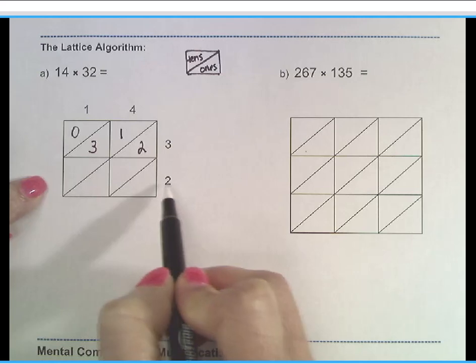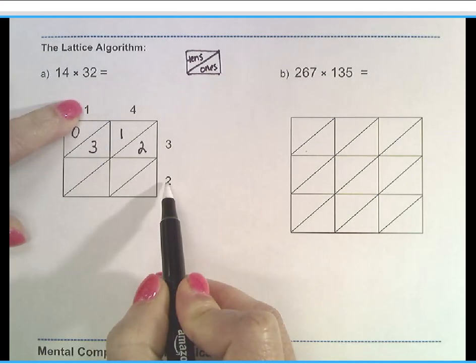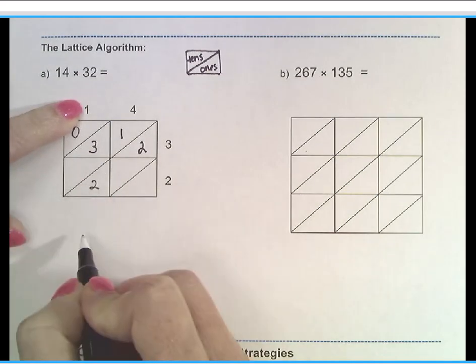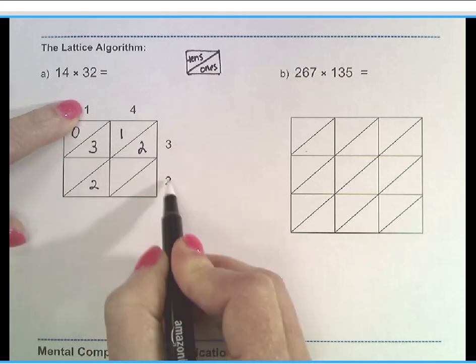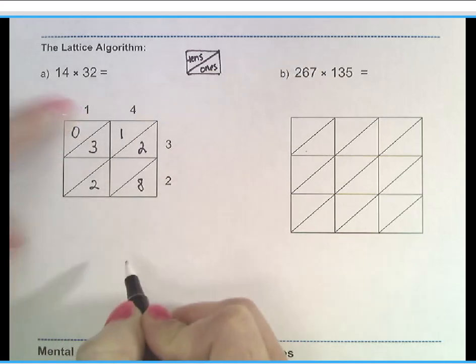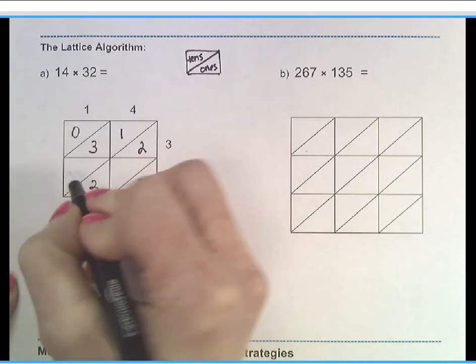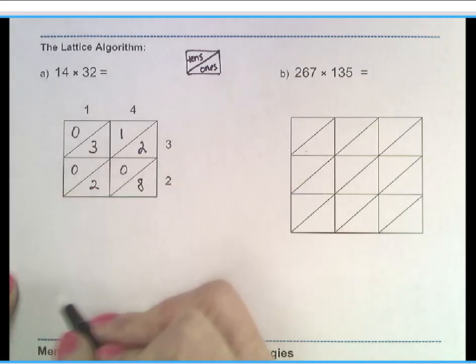Now we're going to distribute to the 2. 1 times 2, well that's 2. 4 times 2, that's 8. See how we're getting a single digit, so we put it in the bottom part. And again, just for consistency, I'll put zeros in there.